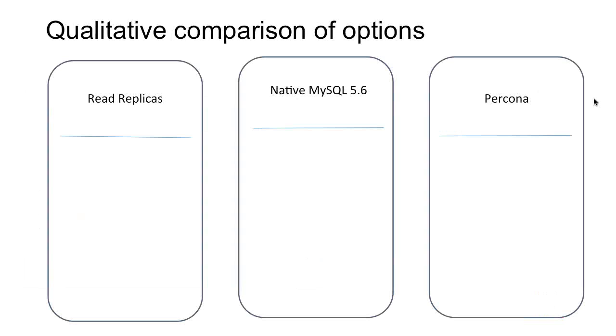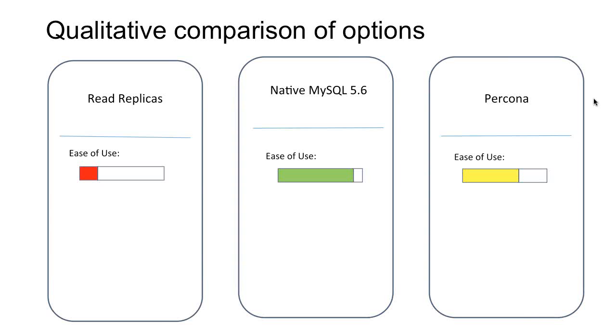So here is a side-by-side comparison of all the 3 options. You've got Read Replicas. Ease of use is not all that great because I need to shut down the master, convert it, call APIs and things like that. But with native MySQL 5.6 and Percona, we see that the ease of use is there.